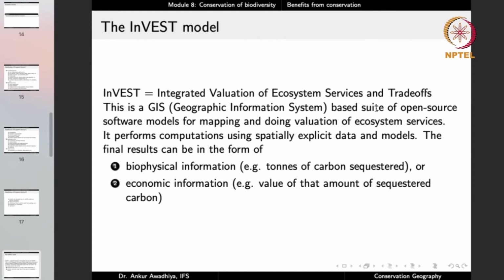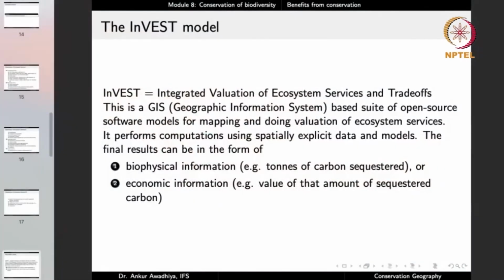suite. Because this is a GIS based suite, we can say that this 10% area of the forest has this density and is doing this much carbon sequestration. This other portion of the forest has this density and is doing so much carbon sequestration. So what is the total amount of carbon sequestration that this whole forest is doing? To make these computations, we make use of GIS based systems, Geographic Information System based suites, and it does a valuation of the ecosystem services.